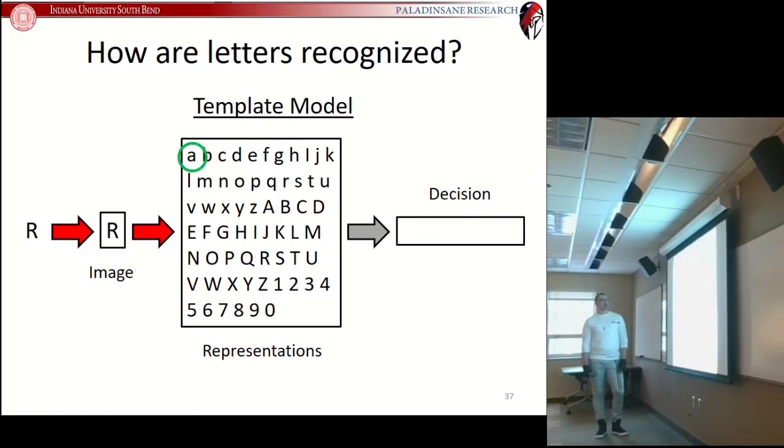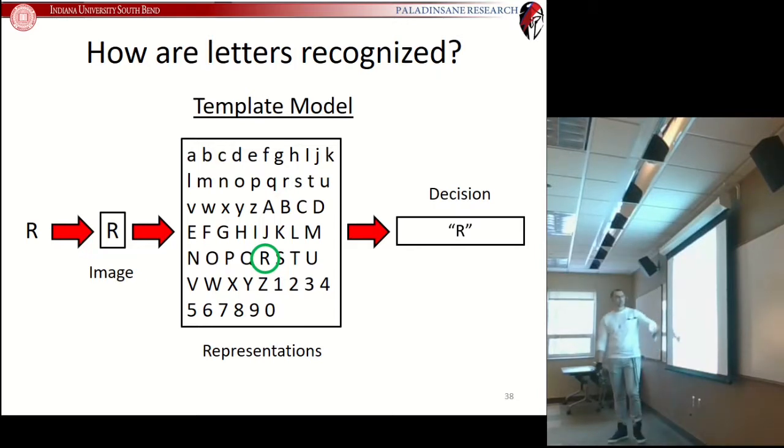So you start off at the beginning of your template, and you say no, no, no, no, no, no, no, no, no, no. Oh, wait a second. We got a match right there. And then you come up with your decision, and you say, yep, that is what we call an R.